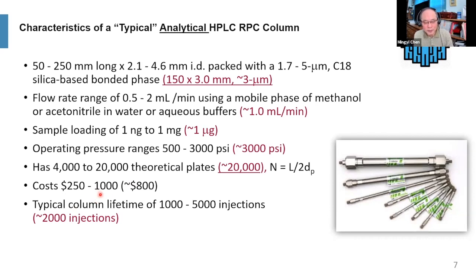The cost of a column would typically be about $800 US dollars. It is pretty expensive, right? Particularly for a research institute or a university. For a pharmaceutical company, it's usually considered a consumable, right? They charge a lot for their drugs, and $800 is typically not a big issue. Column lifetime, I would say 1,000 to 5,000 injections. The lifetime is getting better. If I need a number, it would be something like 2,000 injections, and very much depends on how clean your sample is.